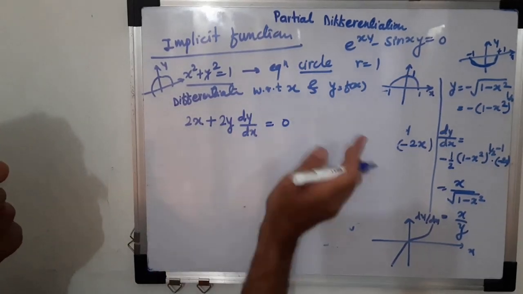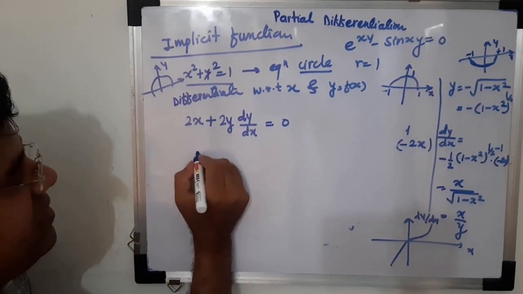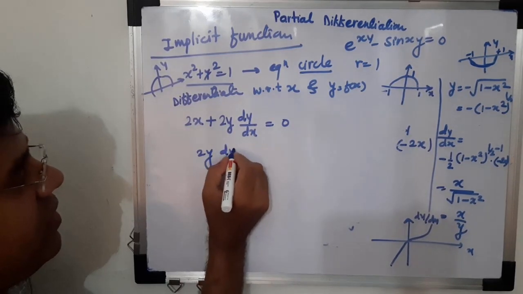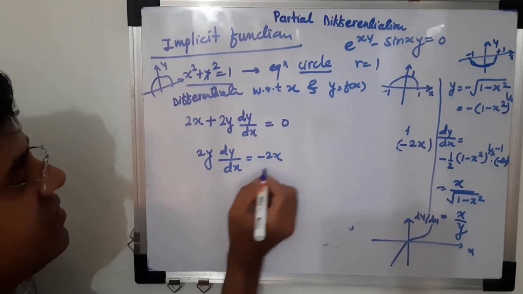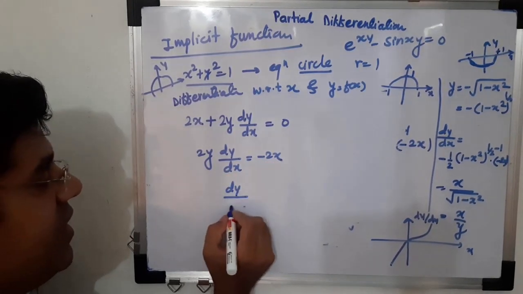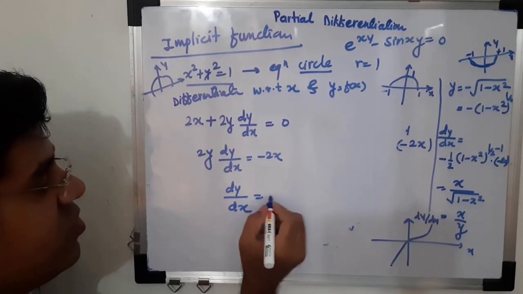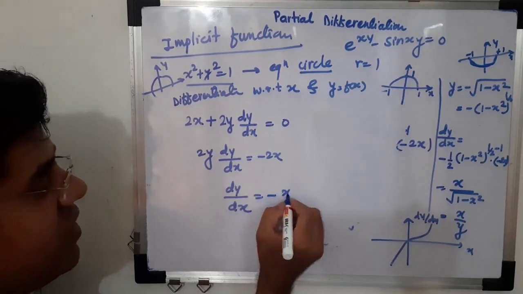Then I'll send this 2x to that side. So this is 2y dy by dx is equal to minus twice x, and this dy by dx is equal to minus, 2 gets cancelled, so x divided by y.